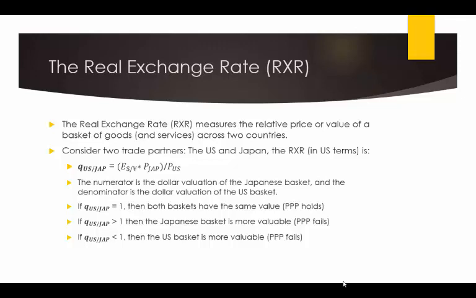Similarly, if the ratio is less than 1, then the US basket is more valuable than the Japanese basket, as it takes less than the US basket to purchase a full Japanese basket. PPP also fails to hold here.